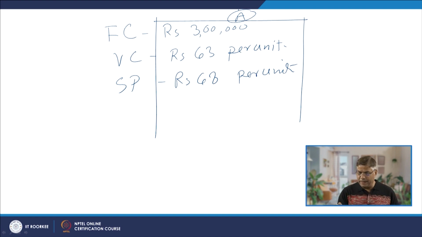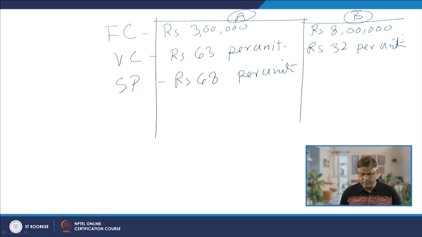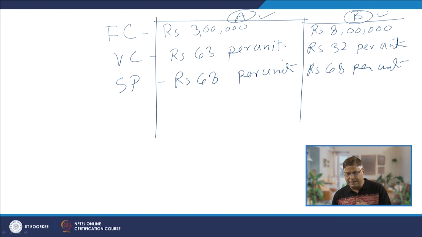And there is another site B for which the fixed cost is 8 lakhs. The variable cost to produce per unit is rupees 32 per unit, and the selling price is the same, 68 rupees per unit. So, if we see, the fixed cost is very high, leading to a very low variable cost. In this situation, there are two locations offering different fixed costs and variable costs, with the same selling price.